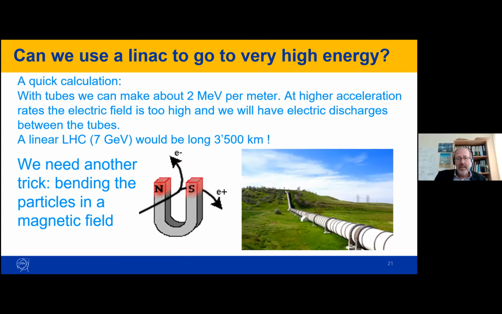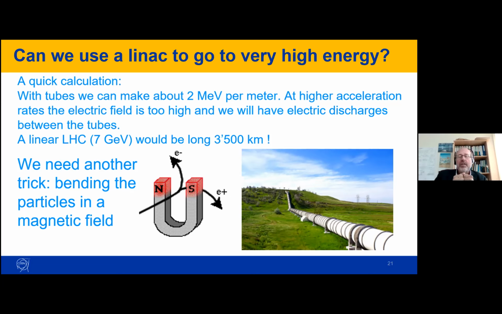Can we use a LINAC accelerator to go to very high energy? Well, let's make a quick calculation. With tubes, we can make about 2 MeV, mega electron volts, of energy gain per meter. We calculate the energy gain in electron volts, which is the energy gained by a proton or by an electron going through a voltage of 1 volt. This gives 2 mega electron volts per meter, which is about the accelerating gradient in a LINAC. And we cannot go higher because, as you have seen before, we will have discharge. We have sparks between the tubes if we go higher.